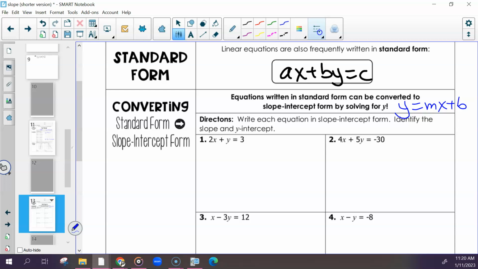Alright, so starting with the first one, how would we get y by itself? Think about your literal equations when we were solving for a specific variable. What would we do, Alex? Subtract 2x. To the other side. Yes. Remember, when you do that, you're not combining 3 and 2x. You're just moving it to the other side, get rid of it.